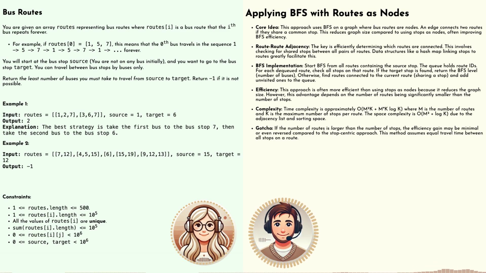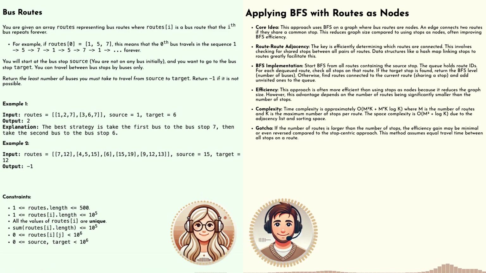But what if none of those initial routes actually take us to our destination? Well, then we need to hop to a different route. But we don't want to just pick any random route. Right. We want to pick one that will get us closer to our destination. So how do we know which route to pick? That's where this route as nodes graph is really useful. So we look at the routes that we've already explored and see which other routes are connected to them, meaning they share a common stop.